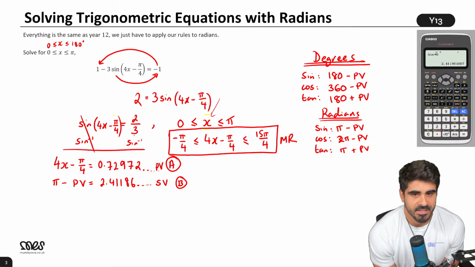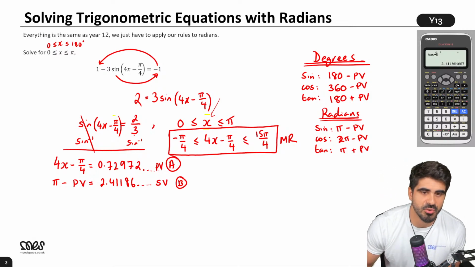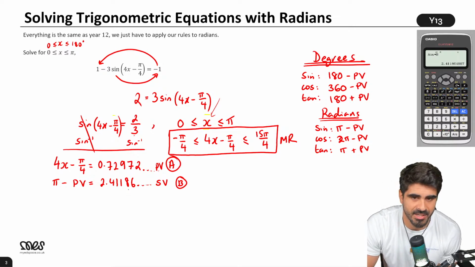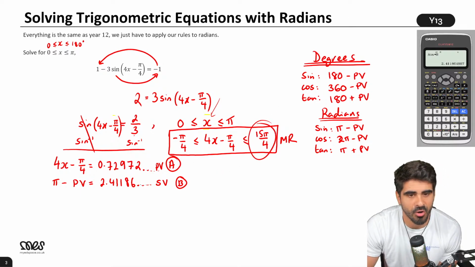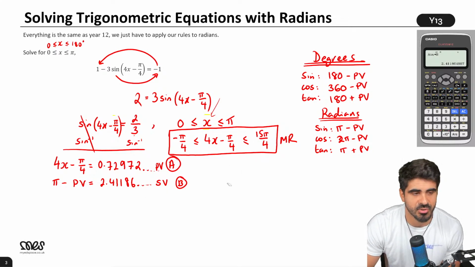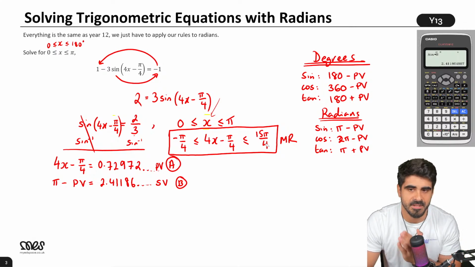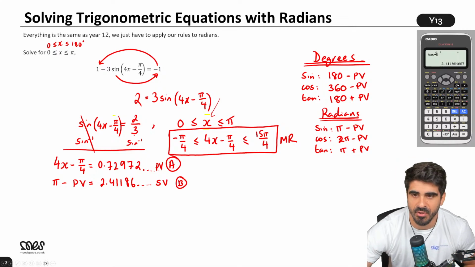Now, the thing is, 0.729 and the 2.411, etc. It's a lot harder to tell if it's inside the range or not because we have 15 pi over 4. We can't really tell. It's not as easy to tell as in degrees. So something very simple that we do is that minus pi over 4 and the 15 pi over 4, we decimalize them so that we can see whether we're in the range or not.